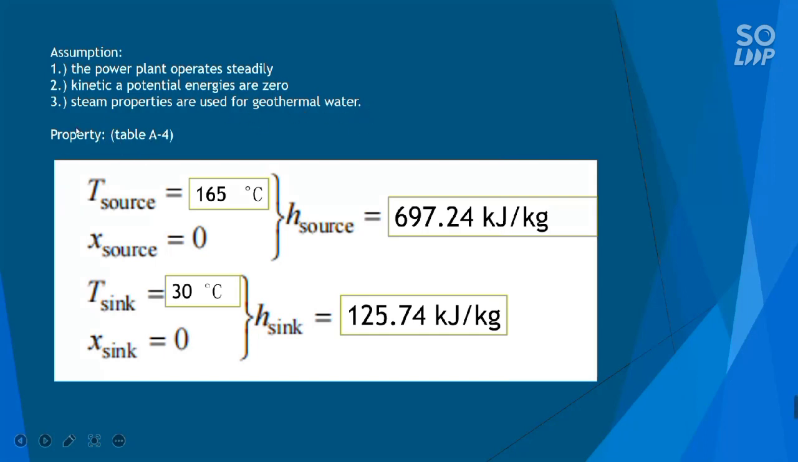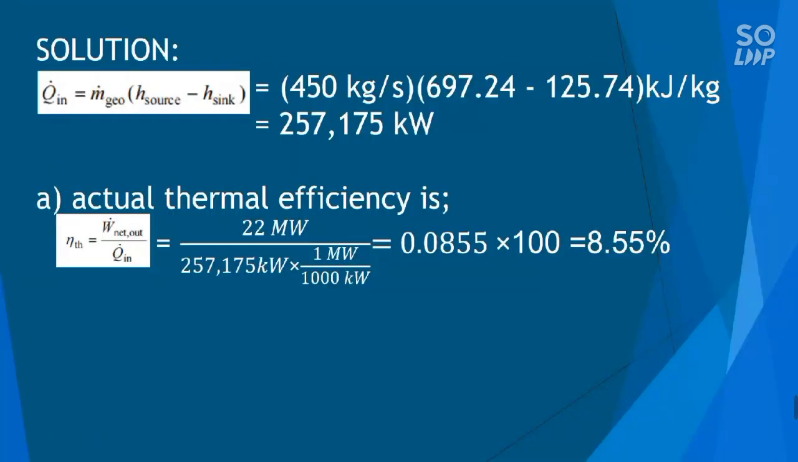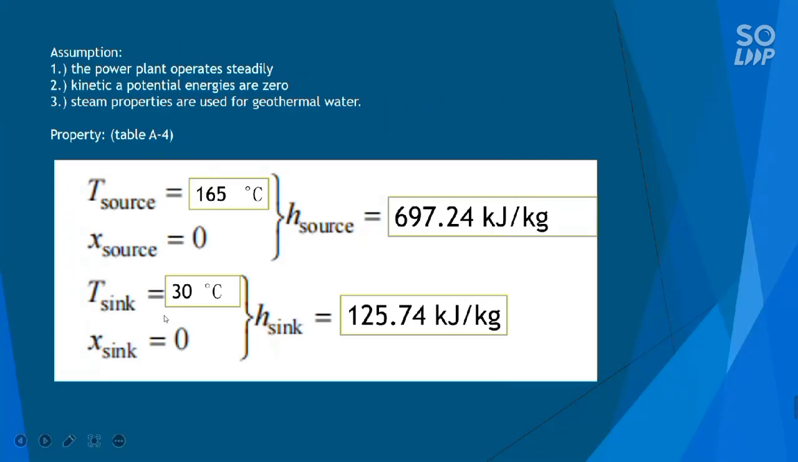We have here properties that we can take a look at in our property table, which can be seen at table A-4. Our source temperature is equal to 165 degrees Celsius and our x source is equal to 0. In our property table, our enthalpy at the source is equal to 697.24 kilojoule per kilogram. And for our sink temperature, that is equal to 30 degrees Celsius and our x sink is equal to 0. So our enthalpy at the sink is equal to 125.74 kilojoule per kilogram. Remember, this can be seen at table A-4.